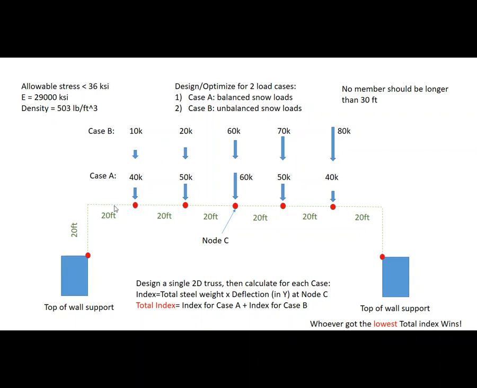The configuration is that you're on top of your wall, so the supports, here and here, are 120 feet apart. The roof surface is 20 feet above your support, so that's given. Then the loading spots are given to you; they're equally spaced, 20 feet apart.